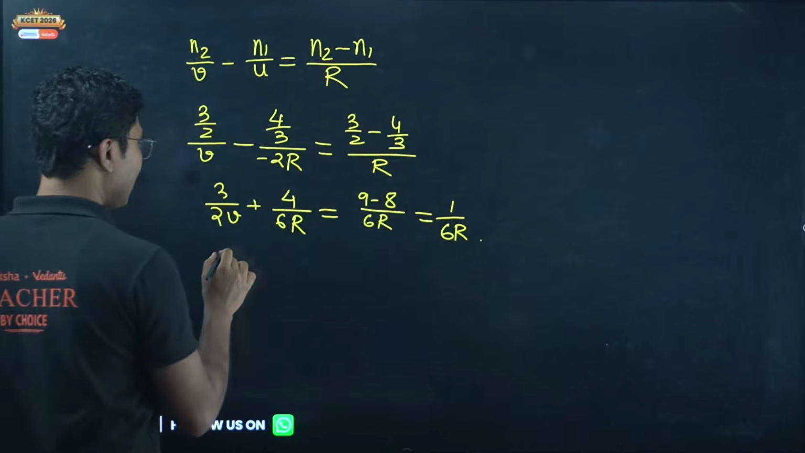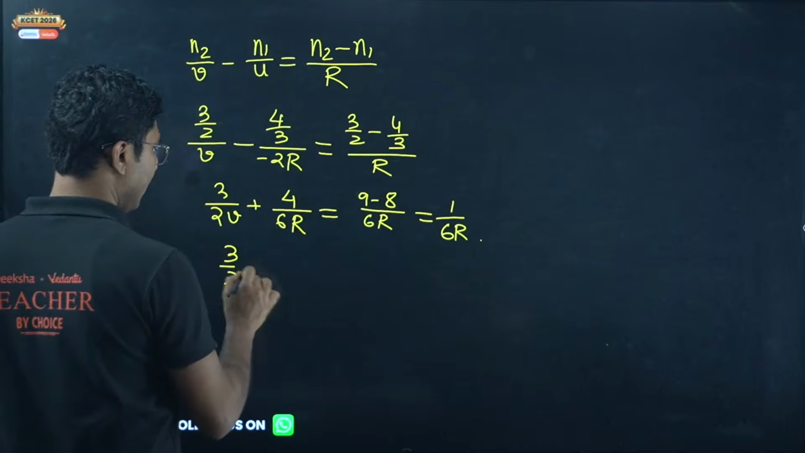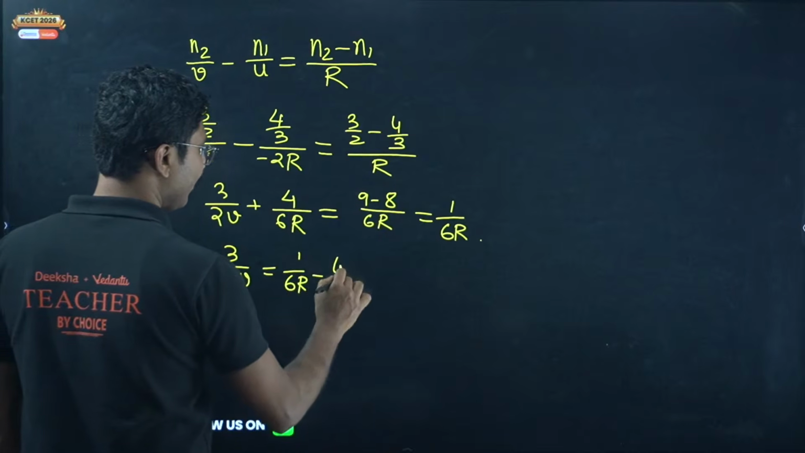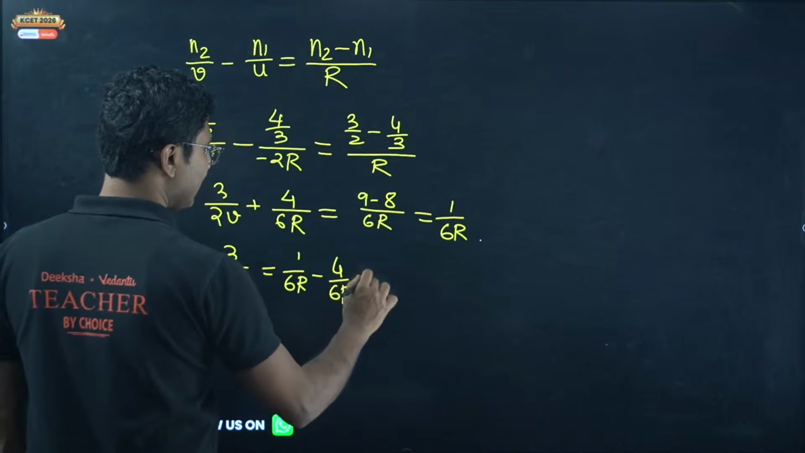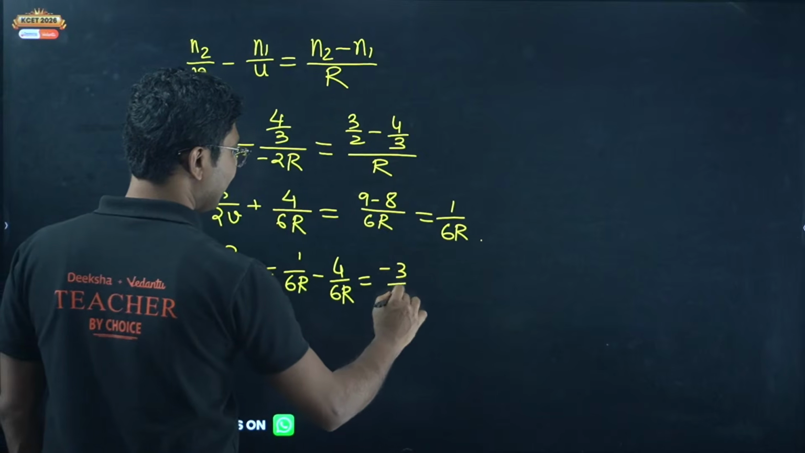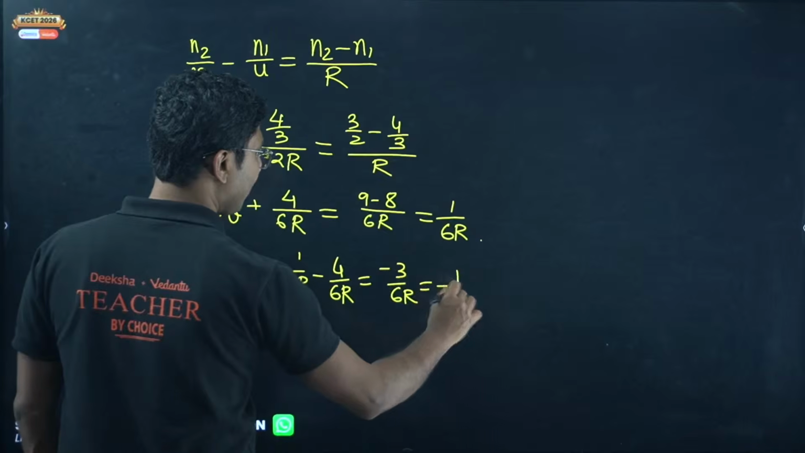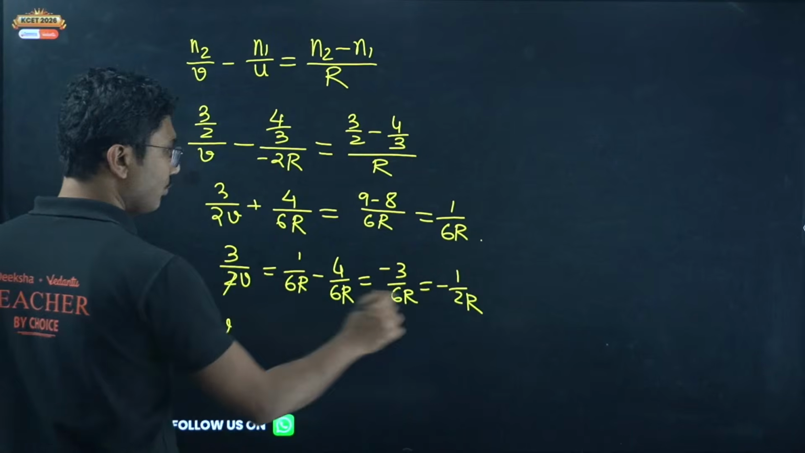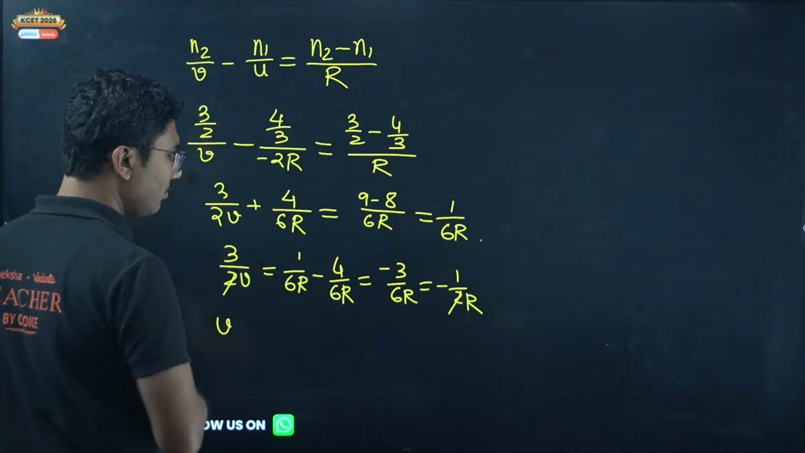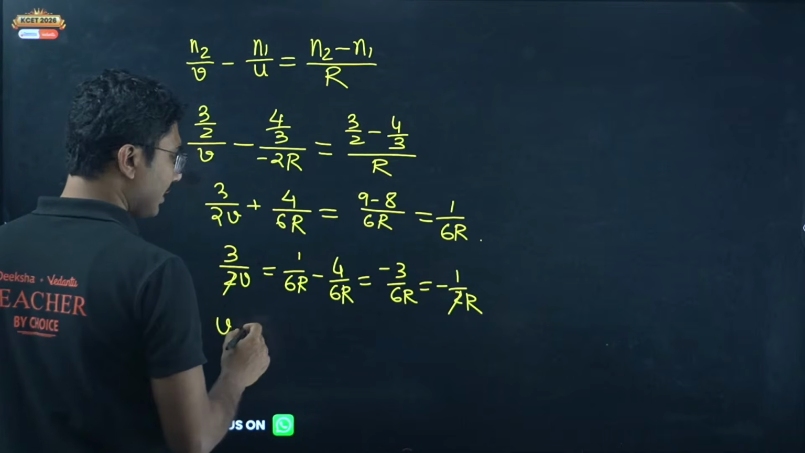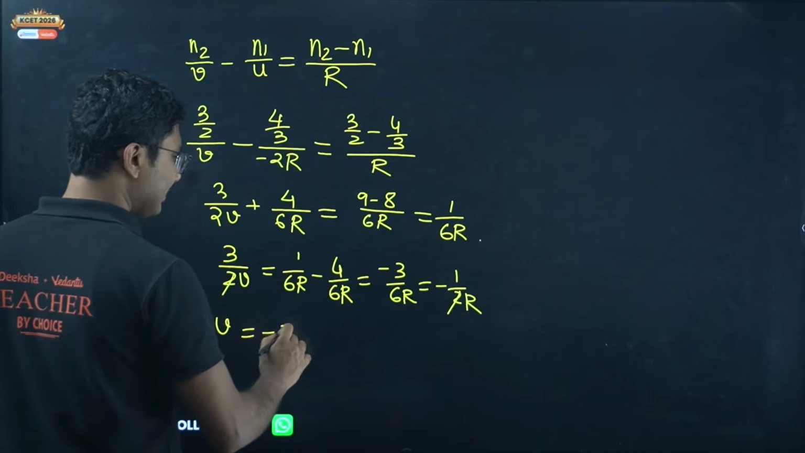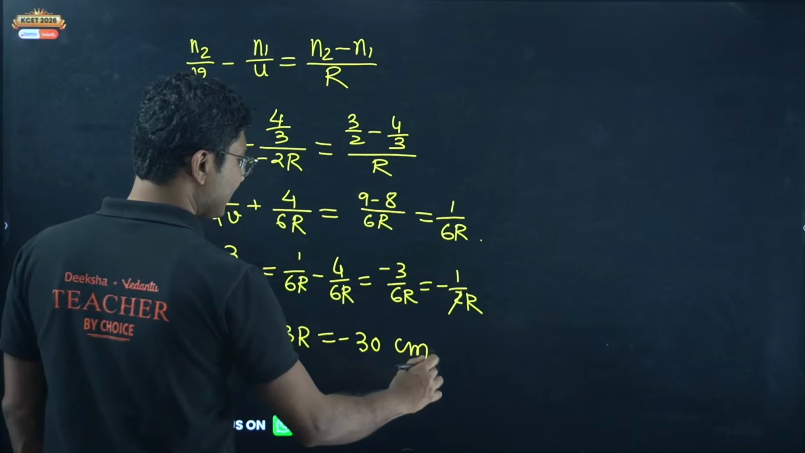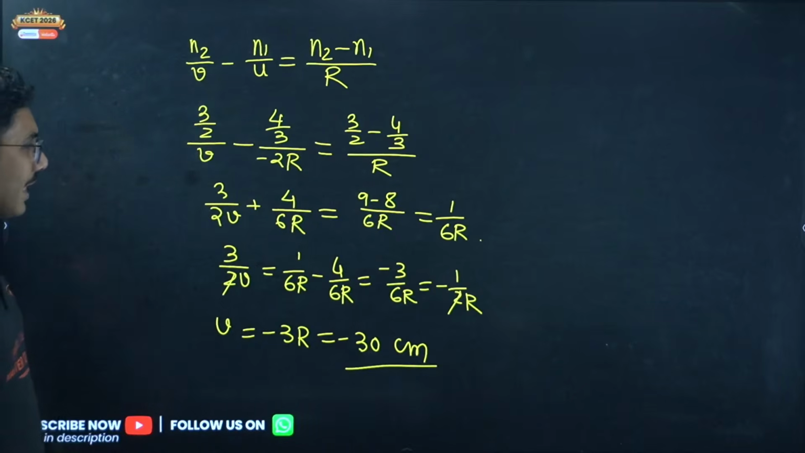Okay, now let's try to find out. 3 by 2v equals 1 by 6r minus 4 by 6r. So that is minus 3 by 6r. So it will be minus 1 by 2r. Okay, so v equals, so 2 cancels, and we get v equals minus 3r, that is minus 30 centimeter. R is given 10 centimeter, so the correct answer is minus 30.